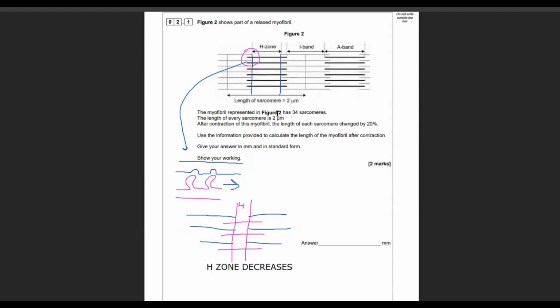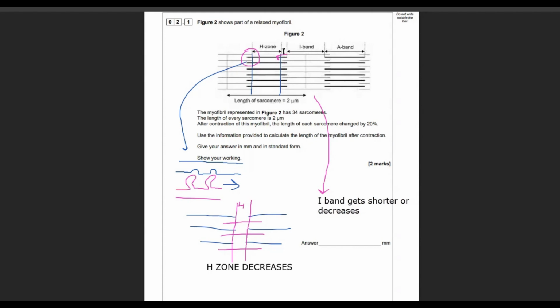Now, when we look at the I band, it is the bit that is actin only. So it can only have actin. And so the I band is also going to get smaller. Just look at those. If you slide the thin lines over the fat lines, the bit that is only thin is going to get smaller. So the I band gets shorter or decreases.